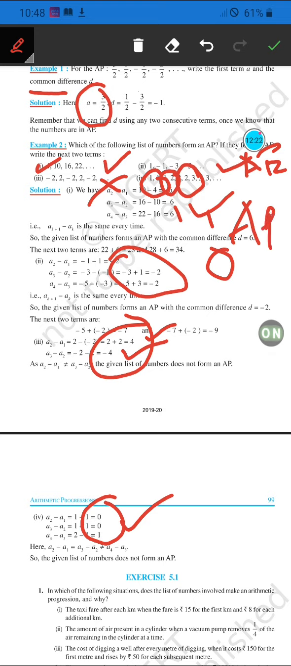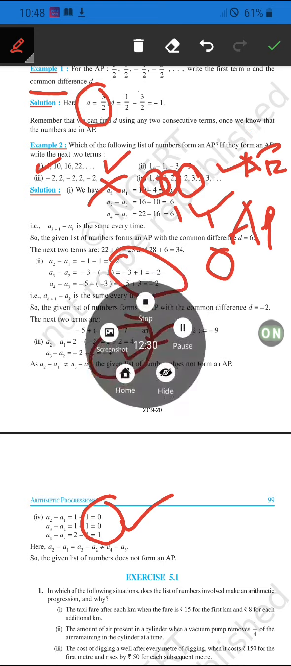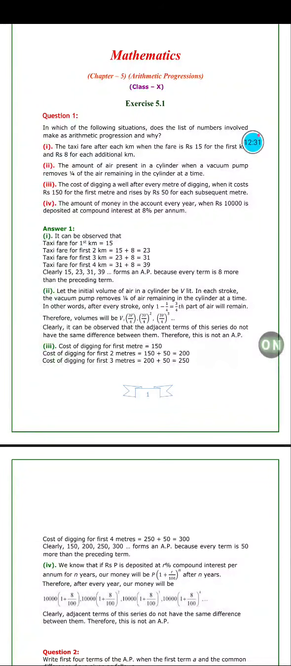So next we are going to solve the exercise 5.1. Ready? Question number 1: in which of the following situations does the list of numbers involved make an arithmetic progression, and why? Here 4 questions are there. In that, which are in AP and which are not? We are going to find out.